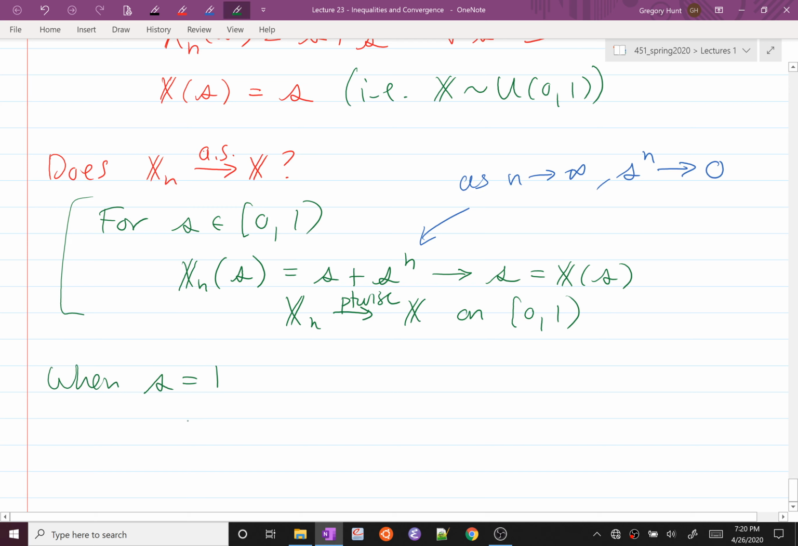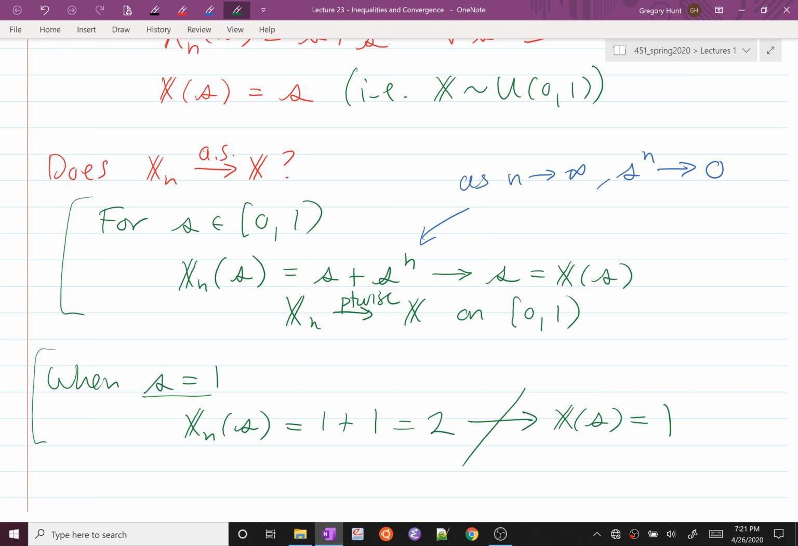When s is equal to 1, xn of s is 1 plus 1, which is 2, for all possible n. This is not going to converge to x of s, which is 1, right? X of s is 1. When s is equal to 1, it doesn't work. So on the set 0 to 1 excluding 1, we have pointwise convergence of the random variables to the limit. However, when s is equal to 1, it doesn't work.